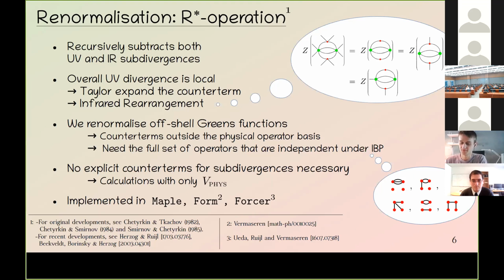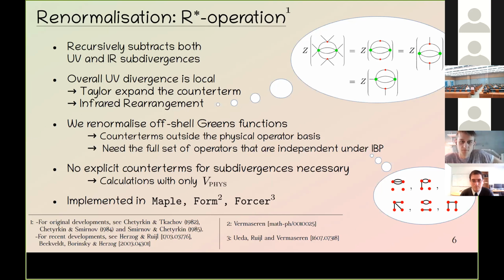So let me just say, there's another operation called the R operator, which, if you want to organize your renormalization, which is more familiar perhaps, is just recursively subtracting all your UV divergences. This is what you also always do. R star is just a slight generalization where it also subtracts infrared divergences, but it's essentially the same. Thanks for the clarification. Thank you for making me clarify.